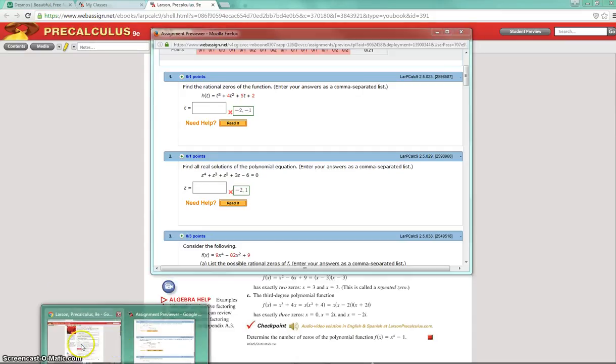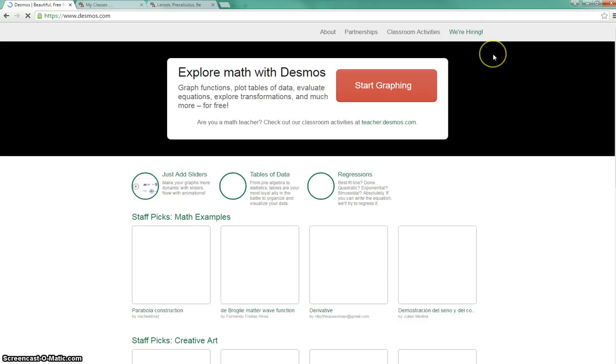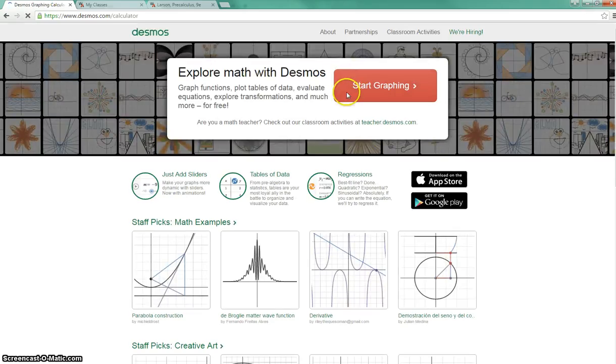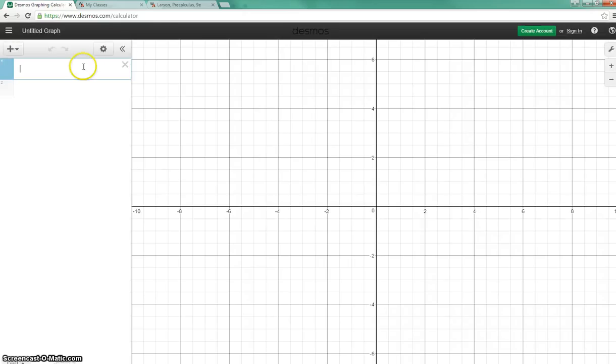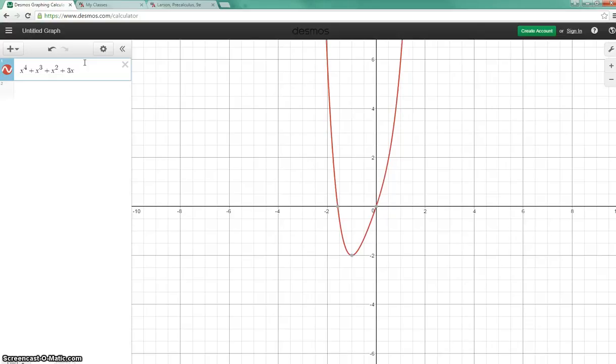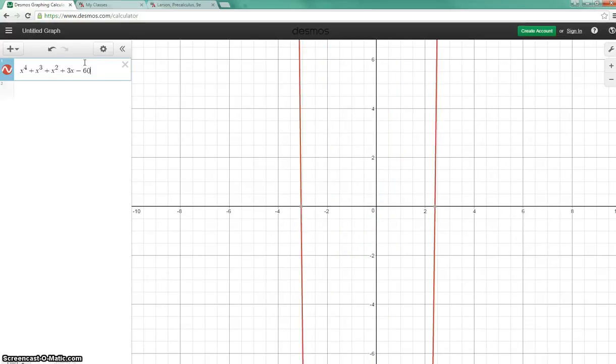So I would go to Desmos, and again, this is something that you're allowed on your test, but I'd want to see where's a good place to start. What's a possible zero that I could try to divide out using synthetic division or long division. So if I graph this thing, plus x cubed plus x squared plus 3x minus 6.